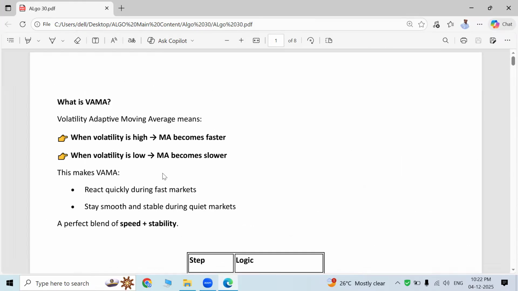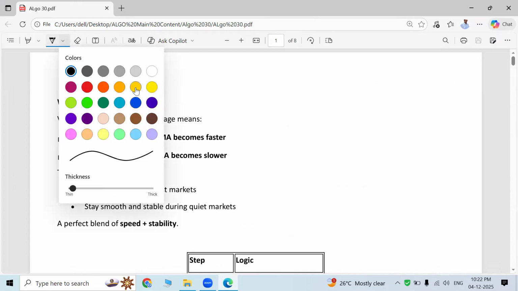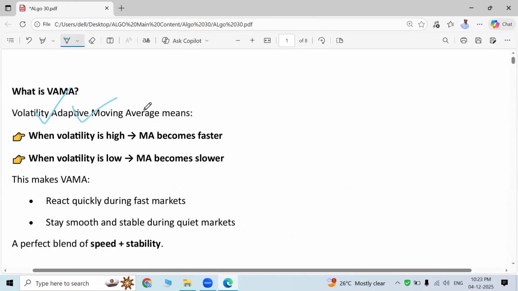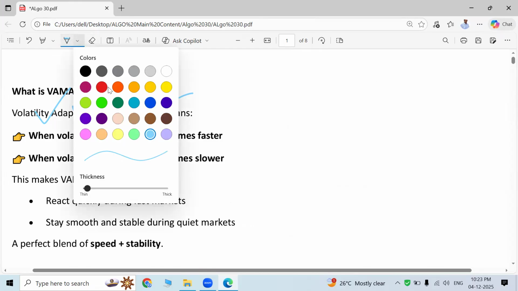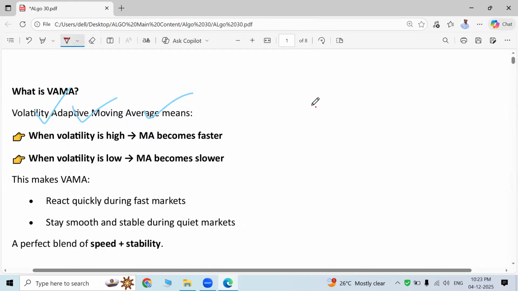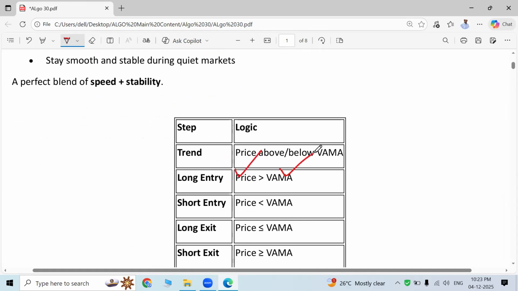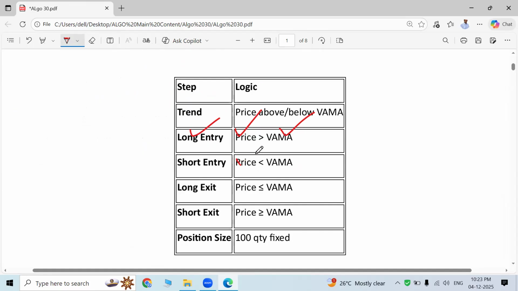The first part is, what is the meaning of VAMA? VAMA is Volatility Adaptive Moving Average. The moving average changes when there is a change in volatility. Volatility high, moving average fast. Volatility low, moving average slow. Next, if the price is above VAMA, we will take a long entry. Price below VAMA, we will take the short entry. And exit is the opposite. I'm just giving you the summary.